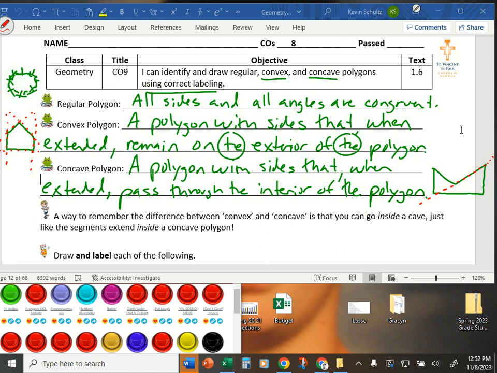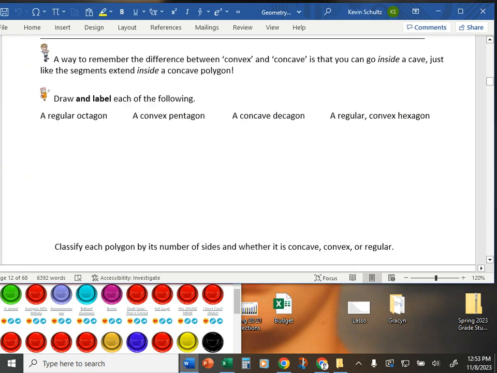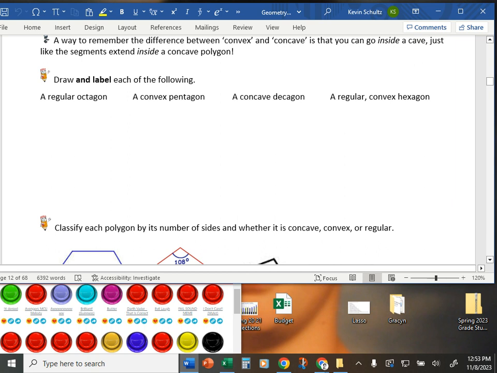So now we can classify polygons by their number of sides, whether they are regular or not, and then by their concavity or convexity. I think I just made those words up, so don't write them down, but we can do it. It says draw and label each of the following. A regular octagon, we kind of drew one up above, but I'll be able to do it better now, bigger. This is your standard stop sign.